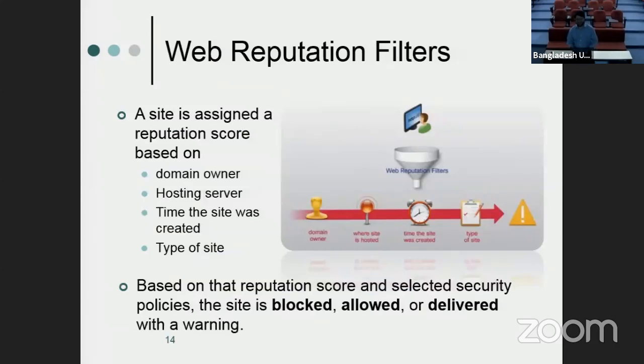Let me give you an overview first of how the system works. For detecting different kinds of malware and viruses, they apply a mechanism called web reputation filter. It uses different kinds of scoring, different kinds of properties, to generate a score for every website or every IP address. It could be the domain owner, hosting server, the time the server has been created, what is the type of the site. Based on this score, the site can be blocked, allowed, or delivered.